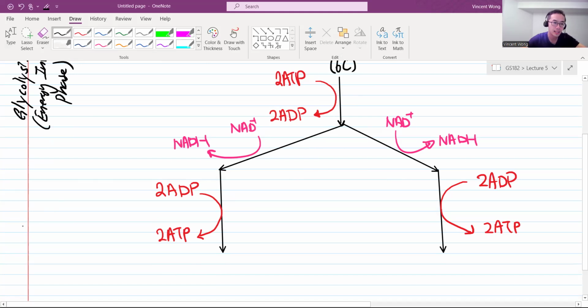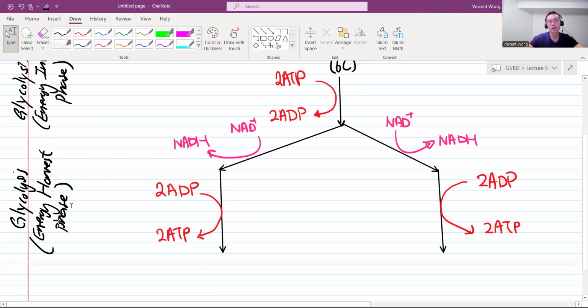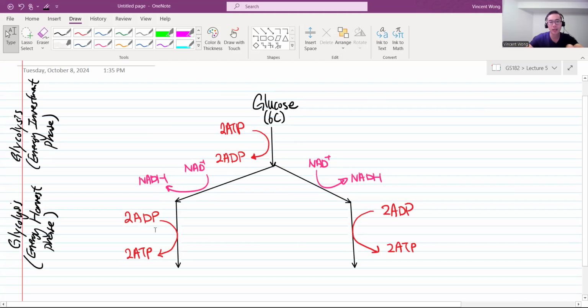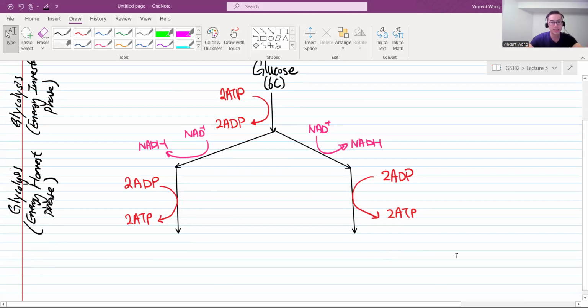This here is also glycolysis. And this is the energy harvest phase. So you invested 2 ATPs, but you get all these things back. Okay, you immediately get 4 ATPs, and then you make some NADH, which you can cash in later at the ETC, right? So the end result are 2 molecules of something called pyruvate.